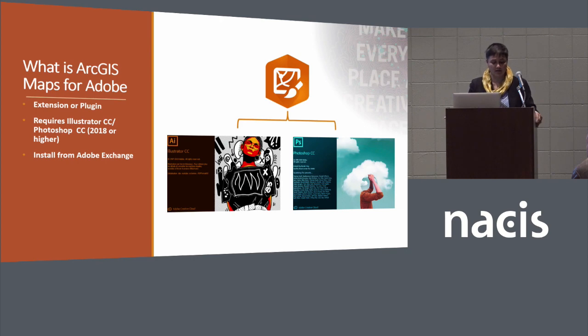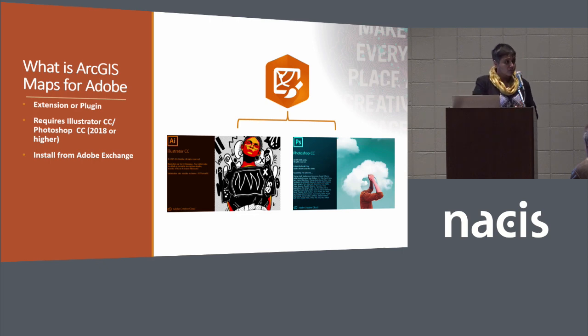So what is ArcGIS Maps for Adobe? It is an extension, or a plugin, some of you may call it. It installs on top of Illustrator and Photoshop. And what do you need for it? You need Illustrator or Photoshop version 2018 or higher. You don't really need another ArcGIS or Esri program to run this plugin.